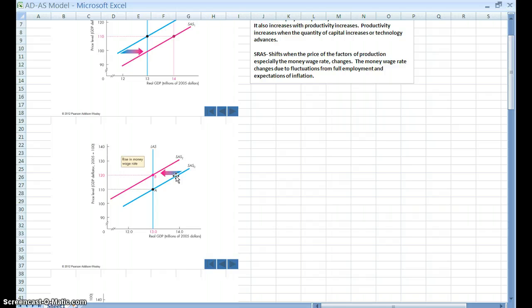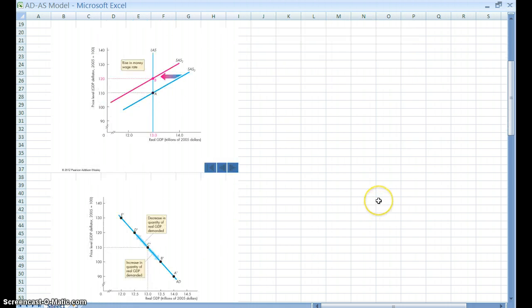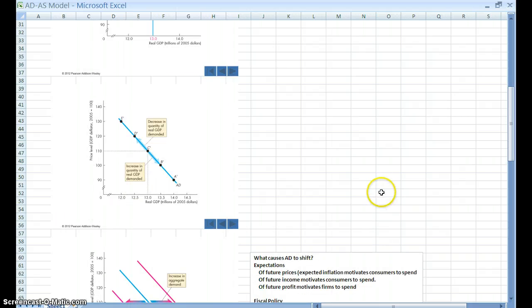Labor is harder to hire, so companies must raise their wages in order to get people to come and work for them and stay working for them. Once that happens, their costs increase and their supply shifts back, and they end up back at the potential GDP and full employment.